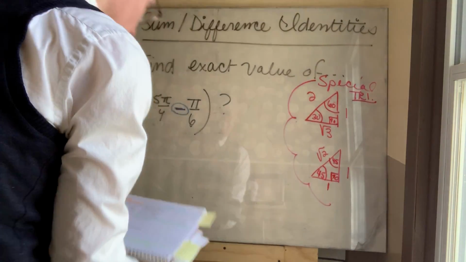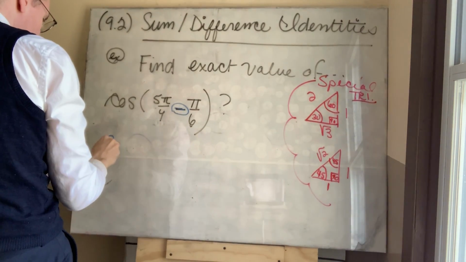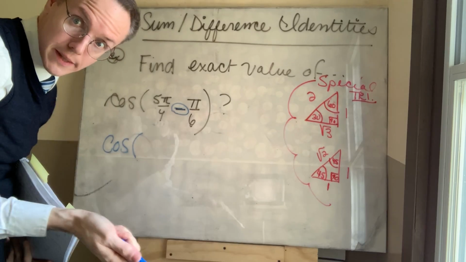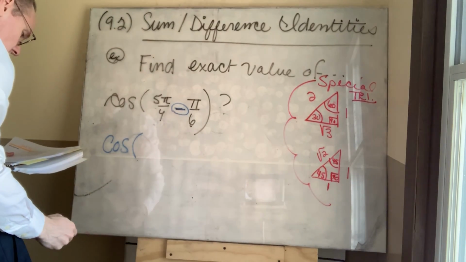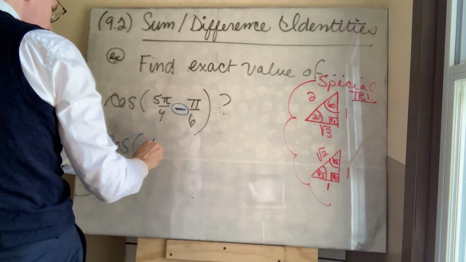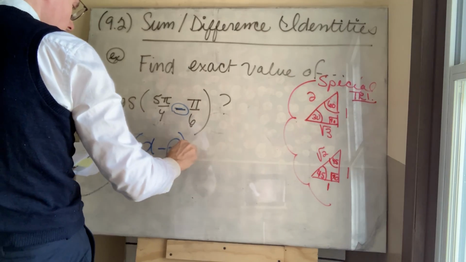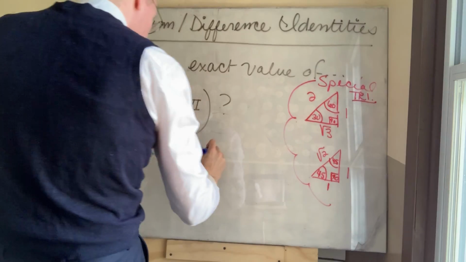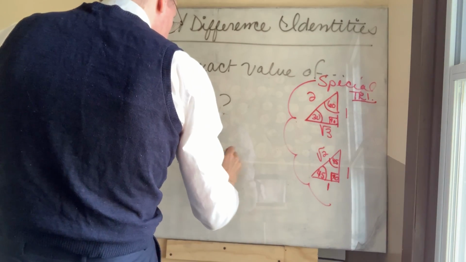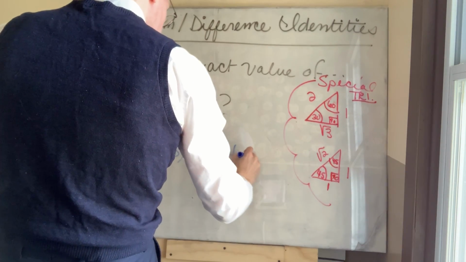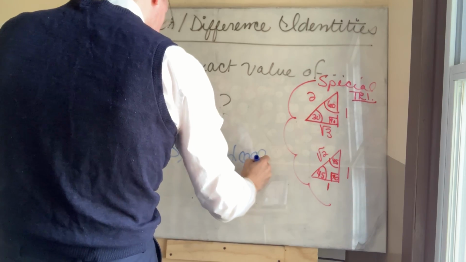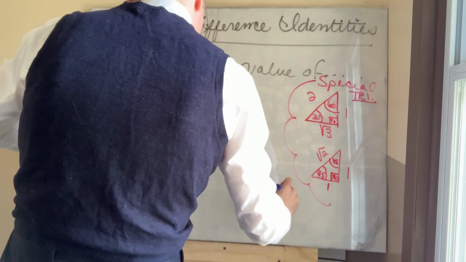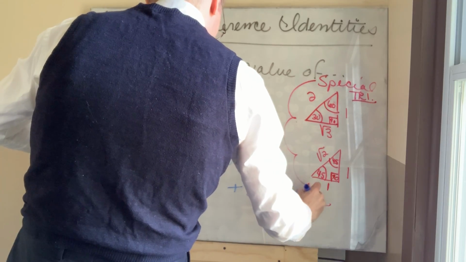Let's see. The cosine of 2 angles, just to distinguish one angle from the other, call them alpha and beta. Cosine of alpha minus beta is equal to the cosine of alpha, the cosine of beta, plus the sine of alpha and the sine of beta.